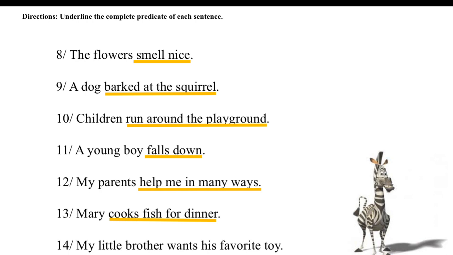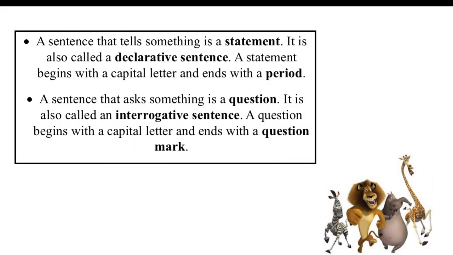Number 14. My little brother wants his favorite toy. What does my little brother do? Wants his favorite toy. That's a predicate. And where is the verb? The action word is want. So these were the subject and predicates.